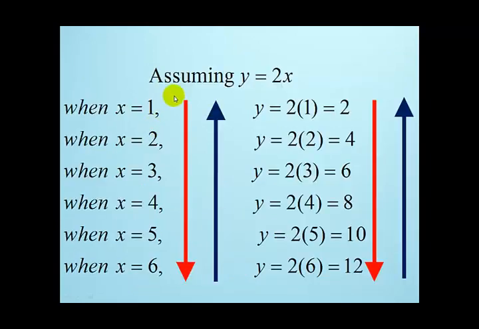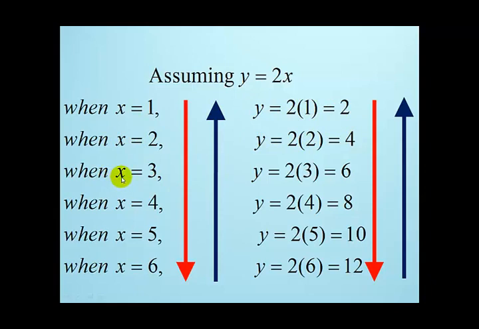Now, assuming that y is equal to 2x, that means that k is equal to 2 in this case. The constant of proportionality is equal to 2. So y is equal to 2x. Now, when x equals 1, wherever we see x in the equation y equals 2x, we have to substitute 1. And so when x equals 1, y will be equal to 2 times 1, and the result is 2. When x equals 2, y will be equal to 2 times 2, and the result is 4.